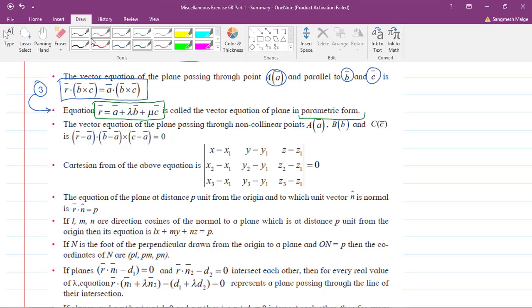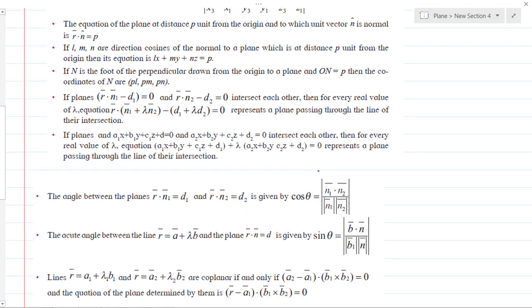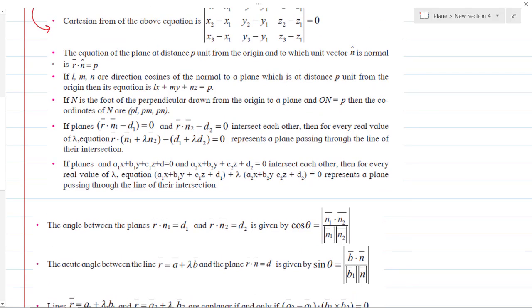If the plane is having three non-collinear points a bar, b bar, c bar, then this is the equation of the plane. This is the vector form. Then the Cartesian form is the simple one. It is the determinant of x minus x1, y minus y1, z minus z1 and so on. It should be equal to 0. Perfect.